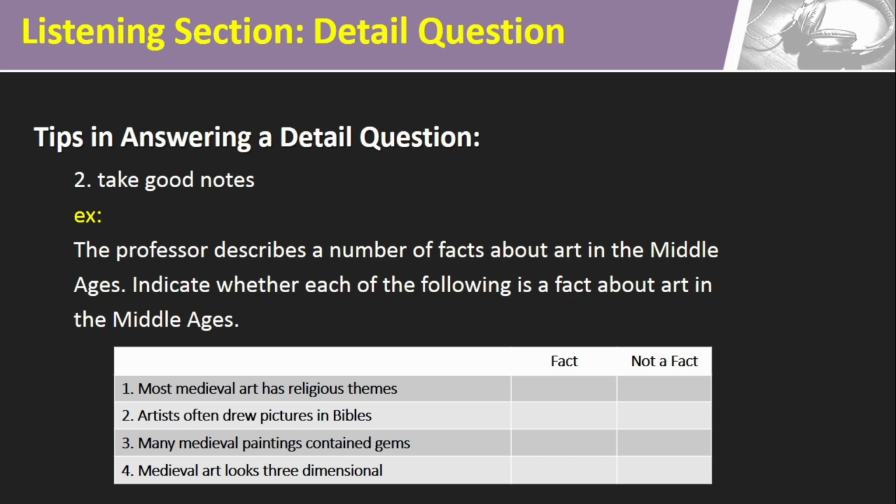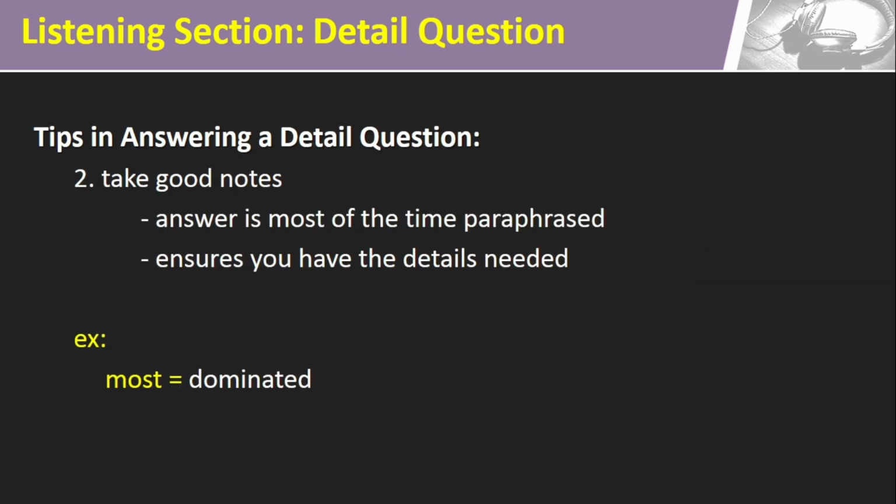As you may have noticed, the answer choices contain words that are not exactly the same as what the professor uses in his lecture. Like the first statement, where the word most replaced the professor's word dominated, when he mentions this fact. There is also a slight rearrangement of wordings, or a little restructuring of the sentence. This is what you need to anticipate when it's your time to answer a detail question, as said earlier.